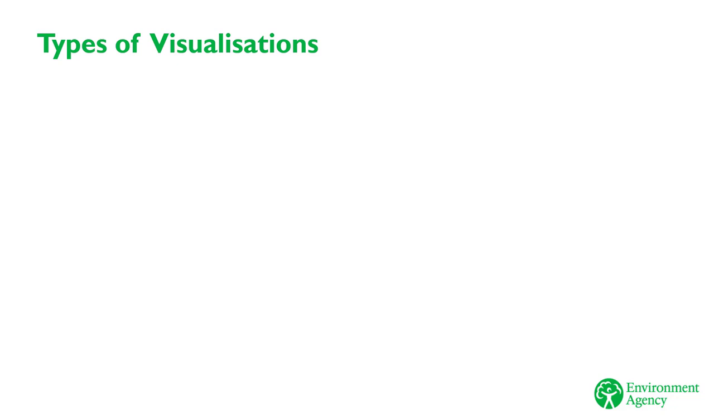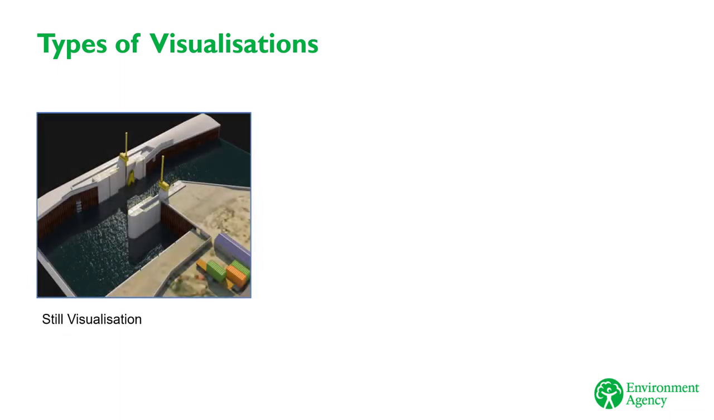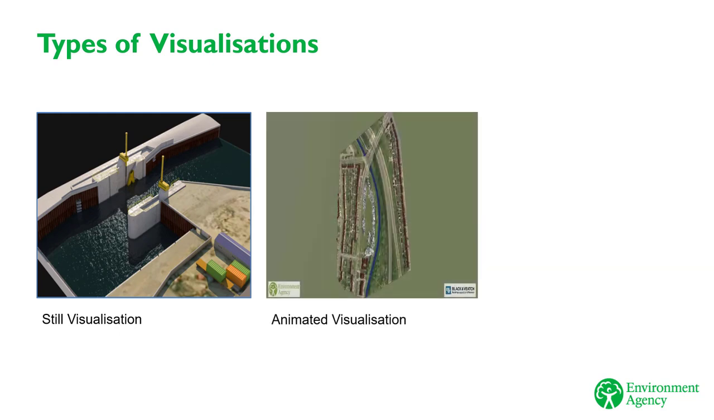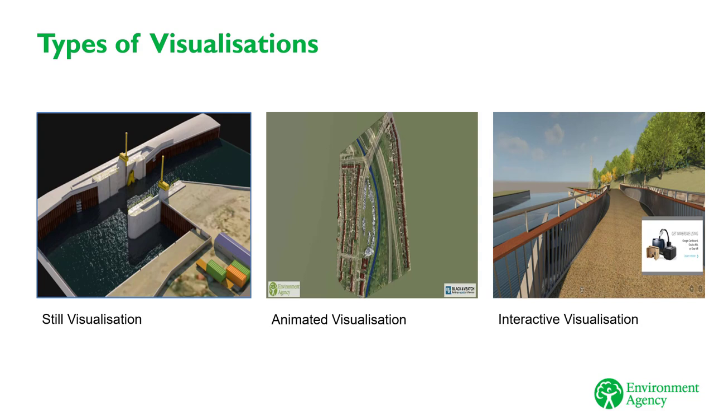Types of visualization used by the Environment Agency can be grouped into three main categories: still visualizations, animated visualizations, and interactive visualizations. Within those categories, you will find there are various visualization options available to you, which may be appropriate to different project requirements during its life cycle.